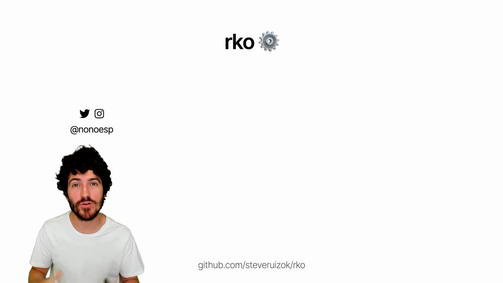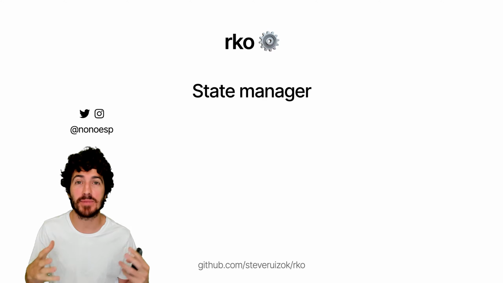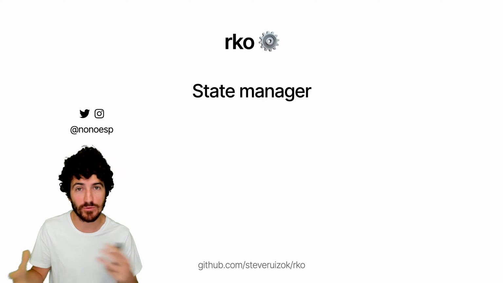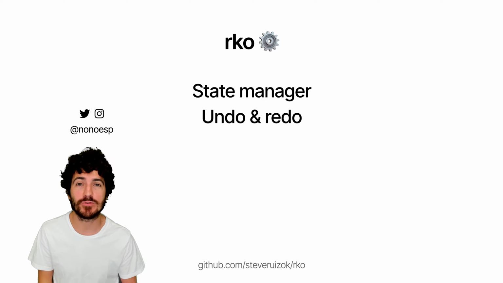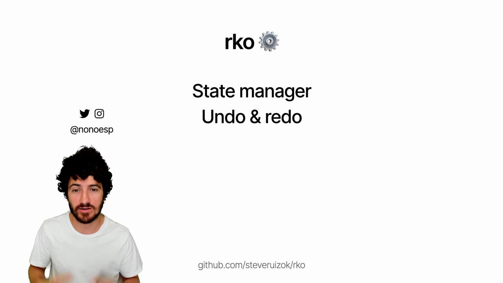Hi everyone, it's Nono here, and this is a hands-on overview on how we can use the RKO React library to add state to our application. This is a state manager application that we can use. It's open source. It gives us for free undo and redo stacks, so we can go back and go forth in the state that we are creating in our application, which is really nice.